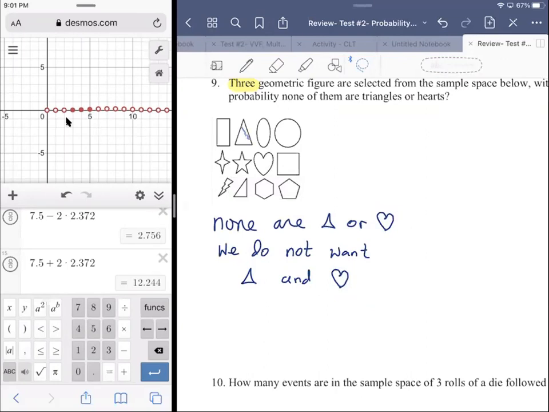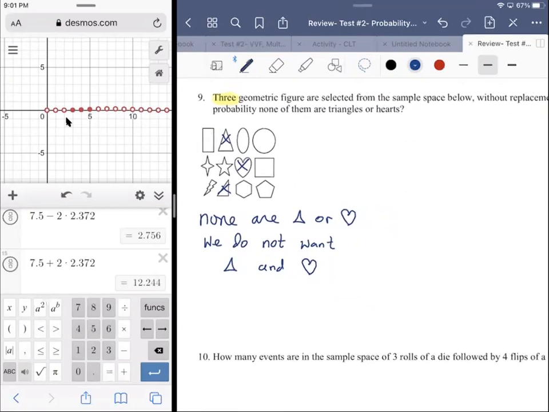All right, so I don't want the triangle. That's not a pen. I don't want the triangle. I don't want the hearts. Here's another triangle, kind of sneaking in there on me. All right, everything else is fine. So I have 9 possible items that I could be dealing with.